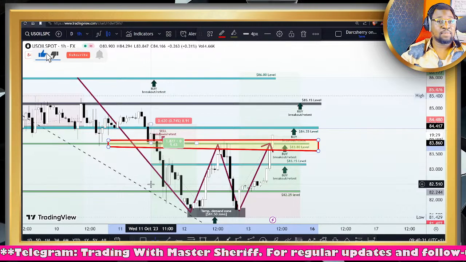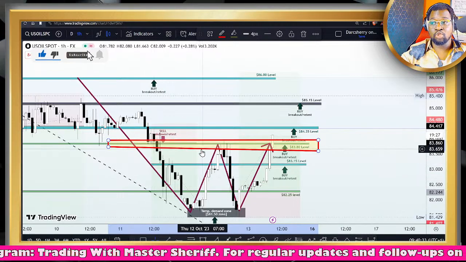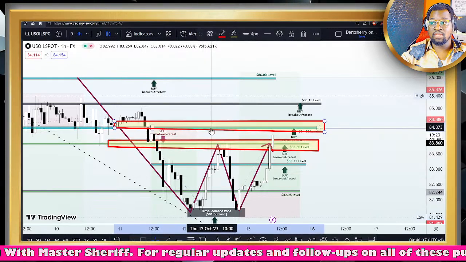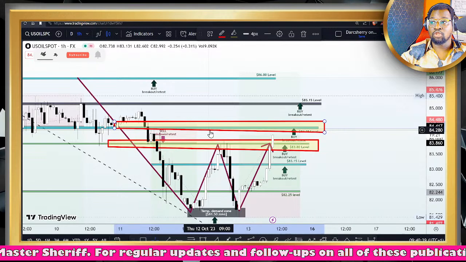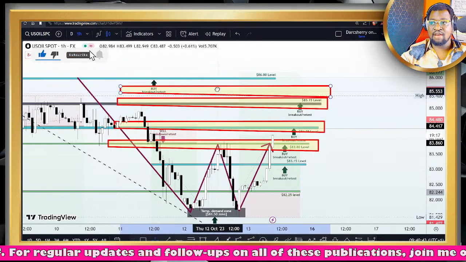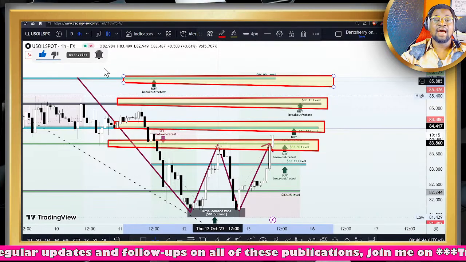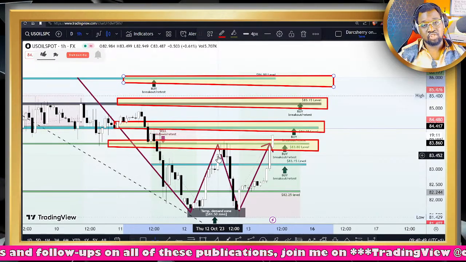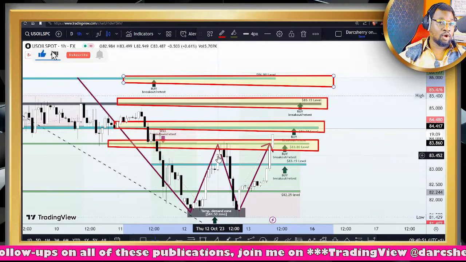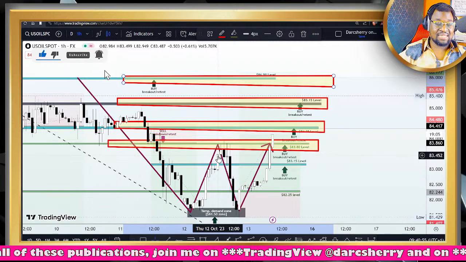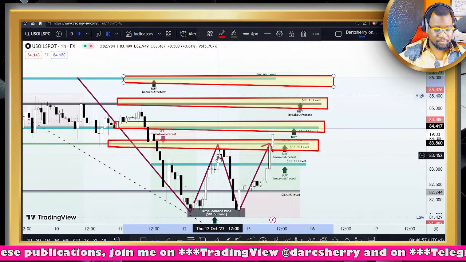So we have multiple levels here that we can still use to maximize the uptrend move. We have the $84.35 level. We also have the $85.15 area, and we also have the highest point this week at the $86 area, where breakout retest of the structures will be welcoming more opportunities in this market. So let's be on standby to capitalize on these moves.